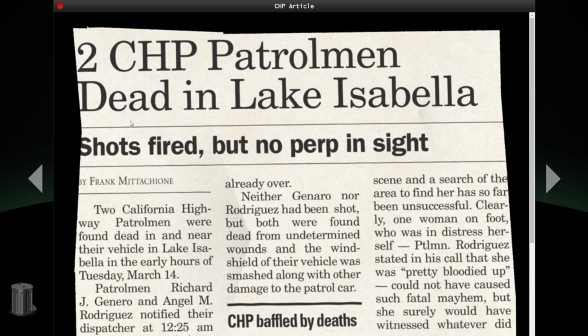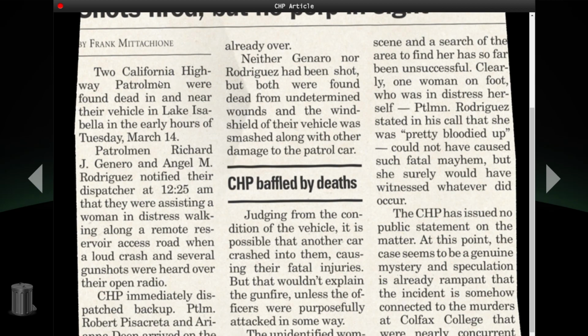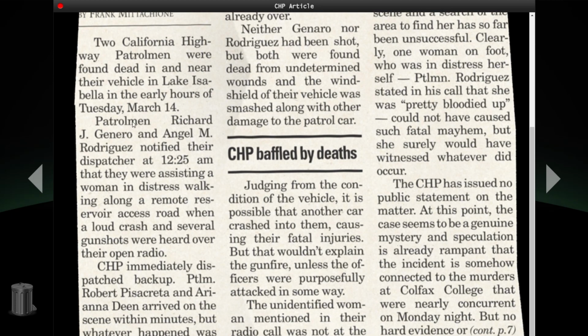Okay, let's try again. 2 CHP patrolmen dead in Lake Isabella. 2 California highway patrolmen were found dead in and near their vehicle in Lake Isabella in the early hours of Tuesday, March 14th. Patrolman Richard J. Gennaro and Angel M. Rodriguez notified their dispatcher at 12:25 a.m. that they were assisting a woman in distress walking along a remote reservoir access road when a loud crash and several gunshots were heard over their open radio. CHP immediately dispatched backup.